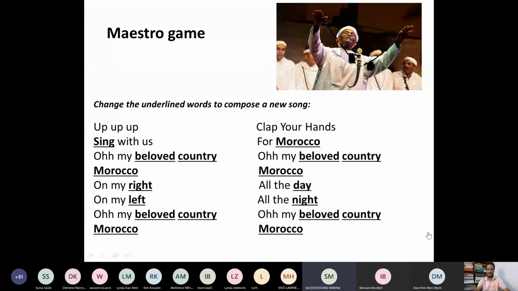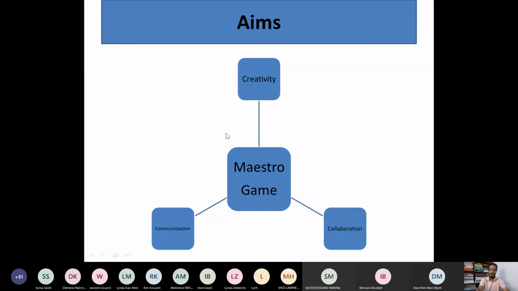Wonderful. Yeah, very interesting. So as you see here, this game will create a very nice atmosphere, especially the first time you meet your learners. You have to help them feel at ease, feel comfortable, feel motivated, and in the coming days they will love coming to your classes. Now, what is the purpose behind the game?